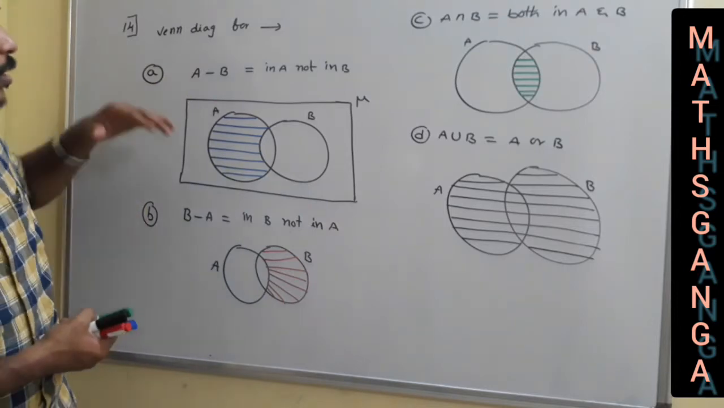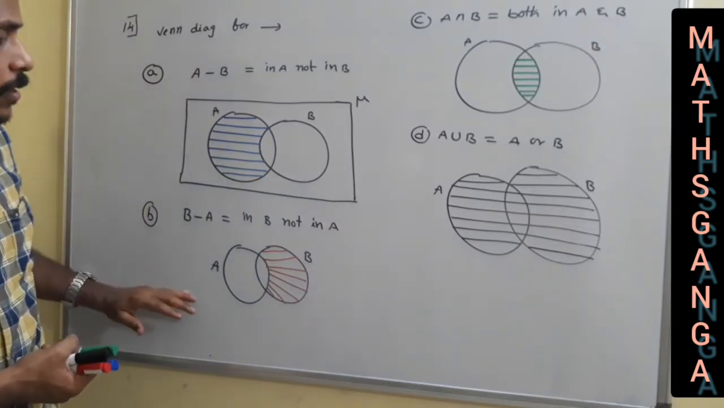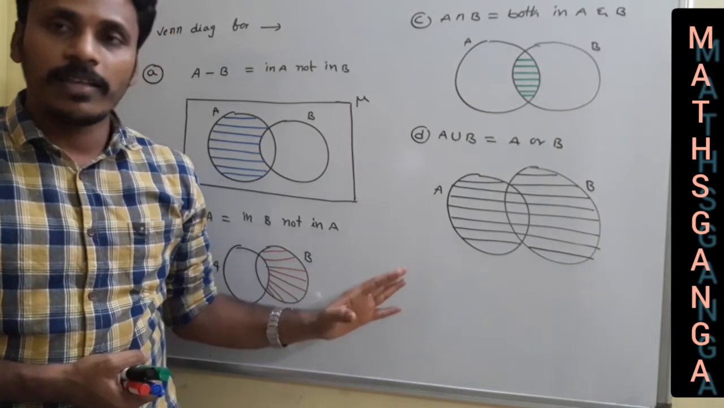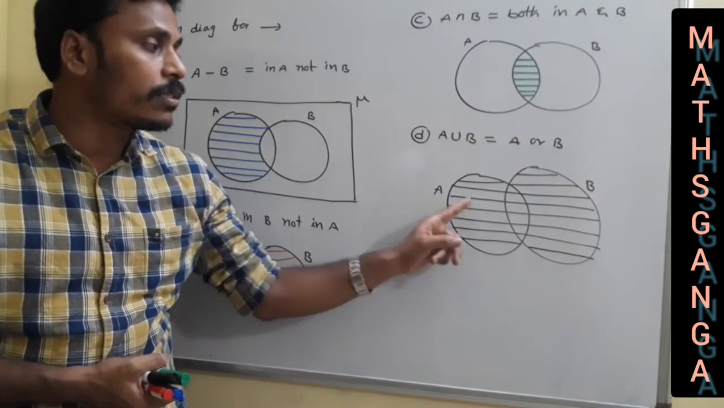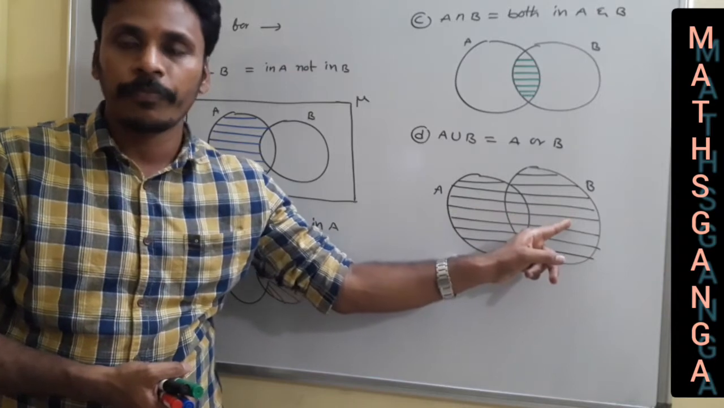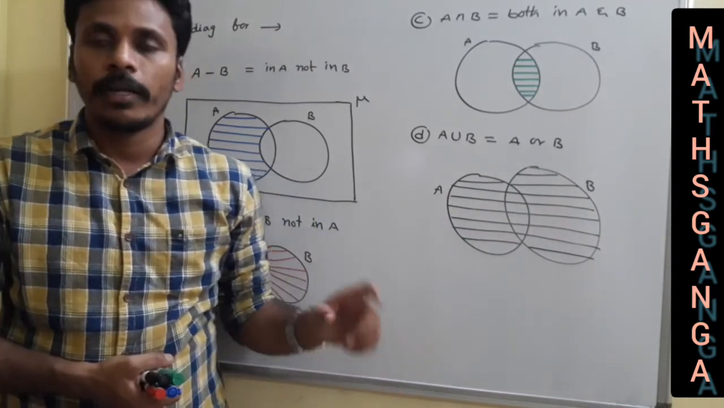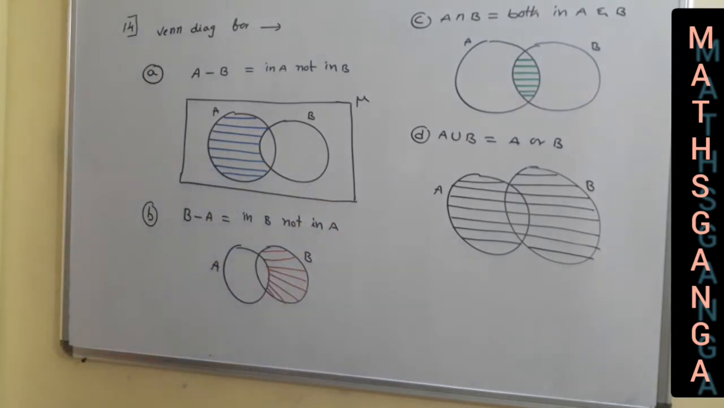Right. So this is A minus B. This is B minus A. This is A intersection B. This is A union B. Okay. Just have a look. At the end, A union B is these three regions combined. Okay. And then I will give you diagrams for A complement and B complement. Just have a look. Take a screenshot.